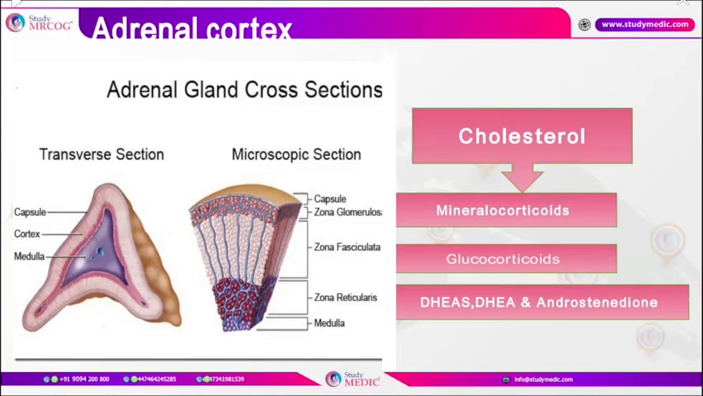called zona reticularis. The zona glomerulosa secretes the mineralocorticoids, zona fasciculata secretes the glucocorticoids, and zona reticularis secretes DHEAS, DHEA, and androstenedione. These are nothing but the androgens. The full form of DHEAS is dehydroepiandrosterone sulfate, which is very specific to the adrenal gland. And all these three important constituents come from the precursor called cholesterol.